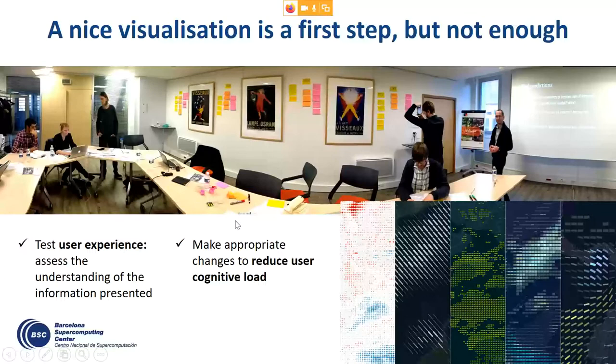And then we conducted some tests to do that, and after the test we made the appropriate changes to the visualization in order to reduce the user cognitive load. What does it mean? Reducing the user cognitive load means that you try to make it easier for the user to use the tool, so that the person doesn't have to think that much or to go back to the legend all the time to make sure he or she understands the information. So we need to ensure that we make it as easy as possible.